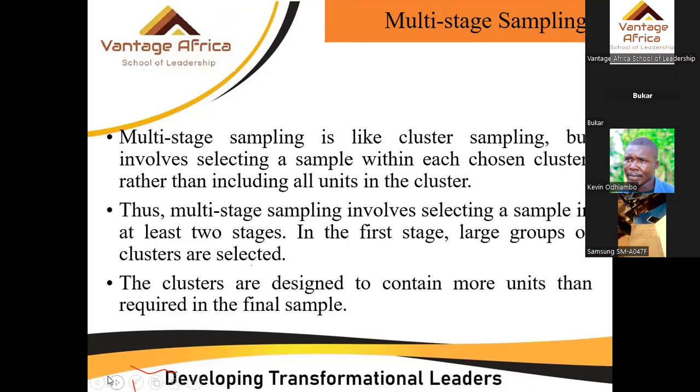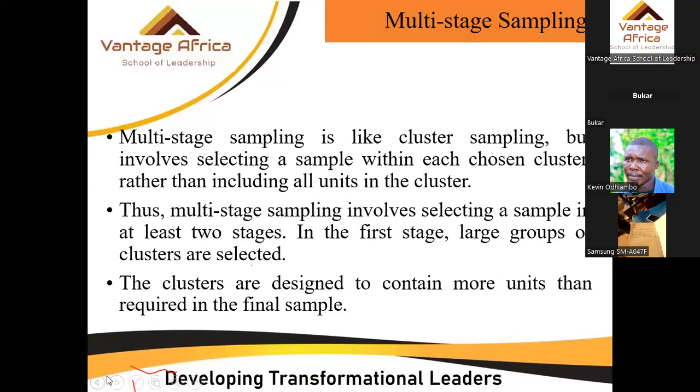Okay? So you first of all select a department at random, then within that department, you select the sample at random, right? So the clusters are designed to contain more units than required in the final sample. That is multi-stage sampling. Now, those are the probability sampling methods. Ensure you understand each one of them.